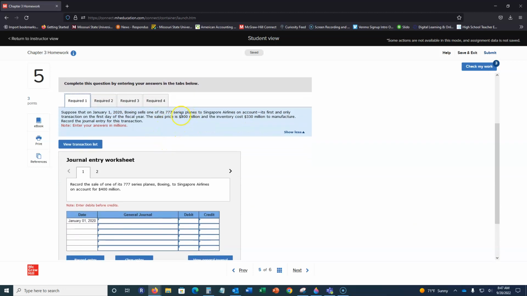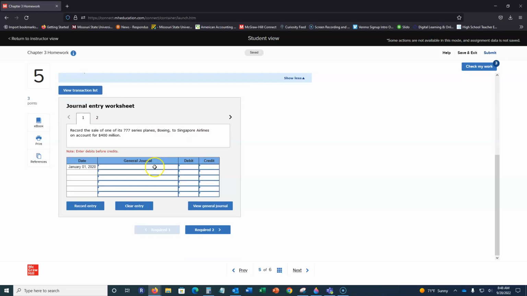The sales price is 400 million, so we know our revenue is going to be 400 million. We know our AR is going to be 400 million, and the inventory costs $330 million to manufacture. So we know that our cost of goods sold and expense is $330 million, and a piece of inventory that we are getting rid of to decrease, we're going to decrease our inventory account, which is an asset account, by $330 million. So we get all of that just by reading the problem and just by picking out some of those key terms, right? So journal entry 1, we're going to recognize the revenue portion of this.